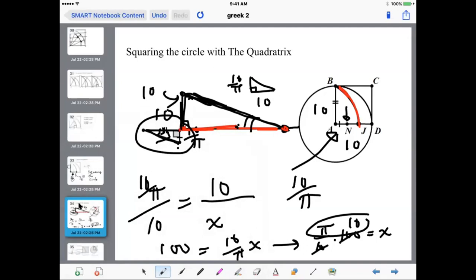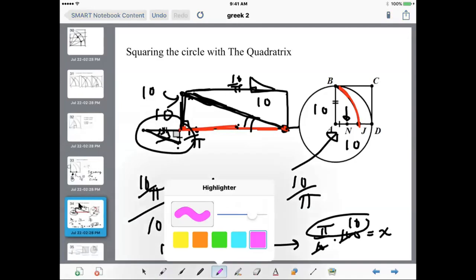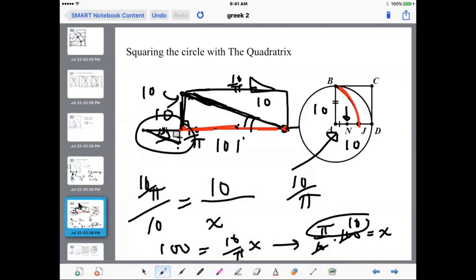Now, if I make these extra two lines, I have a rectangle. So this length here is 10 pi. So what's the area of this rectangle then? Base times height. That's right, 100 pi. And what's the area of the original circle? It's also 100 pi.